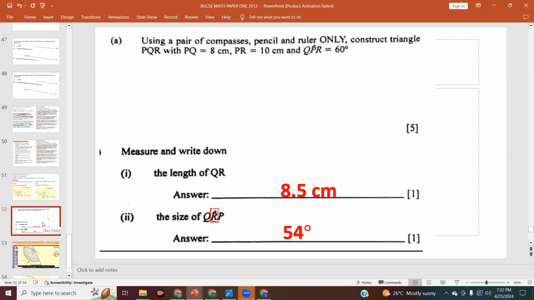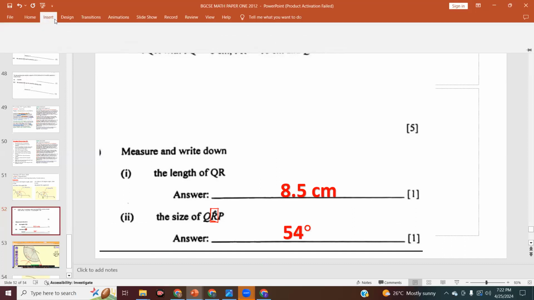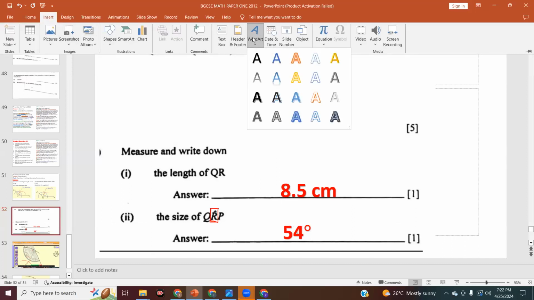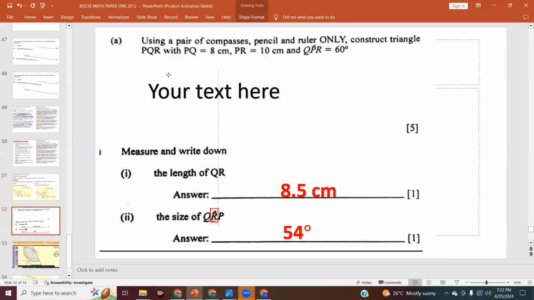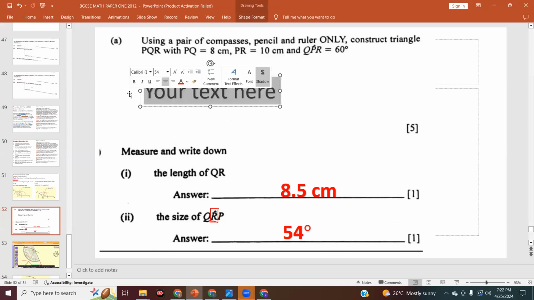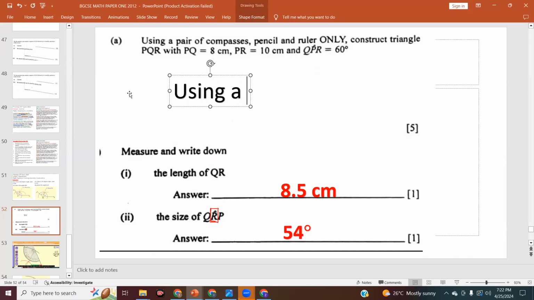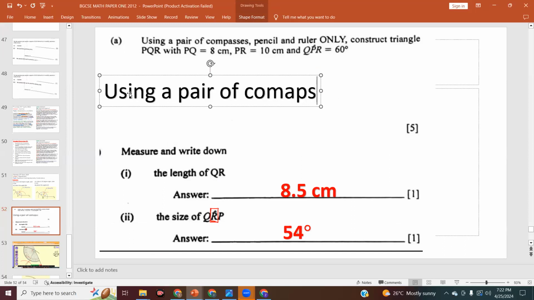Let's go ahead and do another one, right? Because that's our first trial on that. So this other one, we're going to change up the letters and the numbers with it too. So we're going to draw another triangle. So using a pair of compass, write this down for me, please. Using a pair, go ahead.